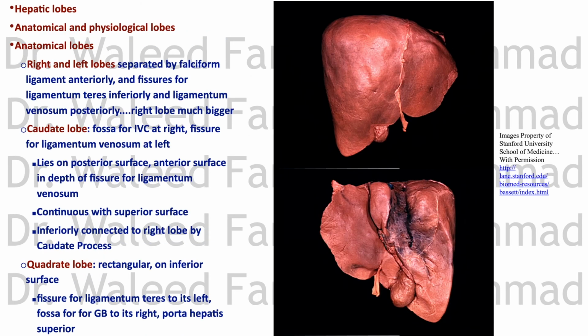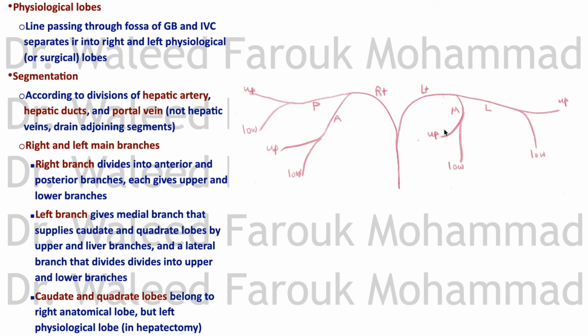So physiologically, it belongs to the left side. Now, if you have a look at the liver again, anatomically, the quadrate lobe and the caudate lobe at the back belong to the right anatomical lobe. So now you understand it. The caudate and quadrate belong to the right anatomical lobe of liver, but belong to the left physiological lobe of liver. Please understand this. This is important because, as I told you, it is what you follow if you are doing a partial hepatectomy, for example.